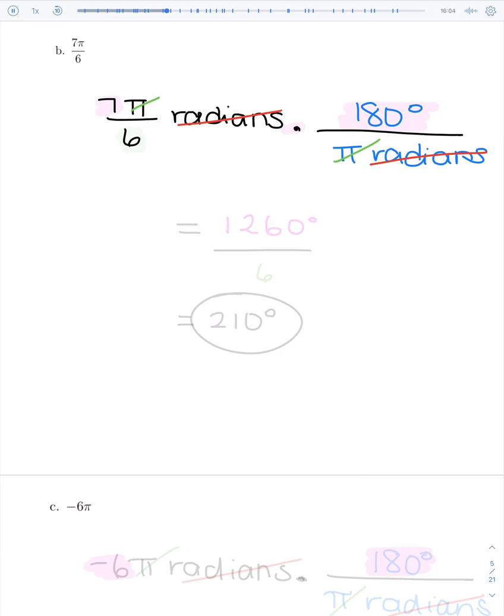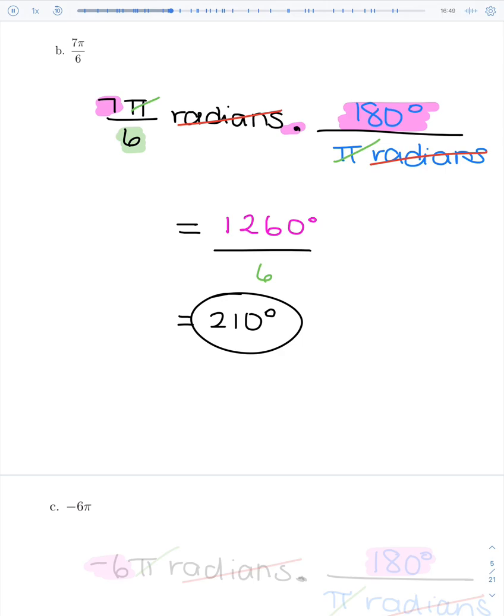The question is, what do we have left on top? Well, on top we've got the 7 times 180 degrees. So the question becomes, what is 7 times 180? This gets us 1,260 degrees. And don't forget, we can't forget about the denominator. What do we have on the bottom here? On the bottom, we just have a 6 because the pi canceled out and the radians canceled out. So let's see, we've got 1,260 divided by 6, which will give us 210 degrees.